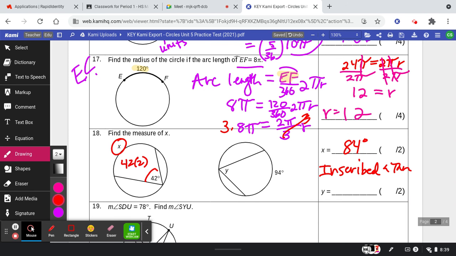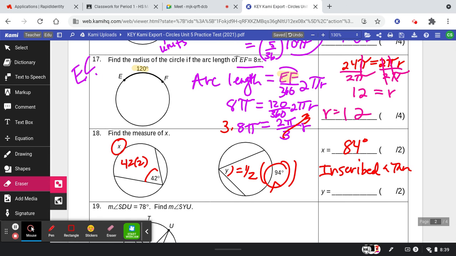And then I'm now on the opposite one, and I'm going to Jada. Jada, when I'm going from big arc into little angle, do I double it or half it? Good. And so Y is equal to half of that 94. What'd you get? Great. Raise your hand if you got either of those right on your own. Only one person? Uh-oh.